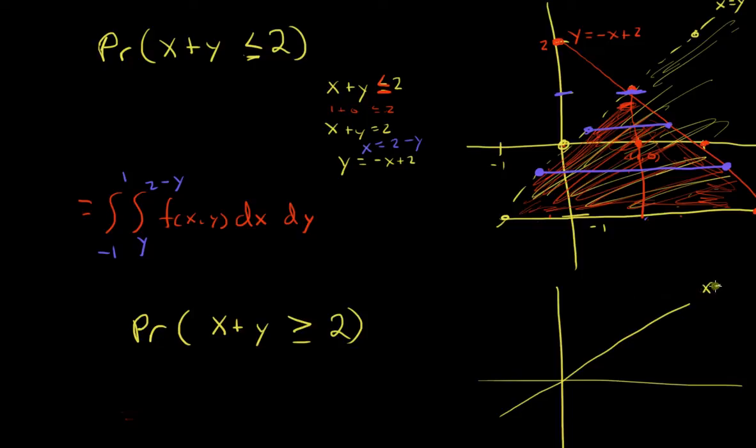So this is x equals y, and let's see, 1, 2. And my second line would be down 1 over 1, down 1 over 1. All right, and so now I'm trying to find the integral over this area.